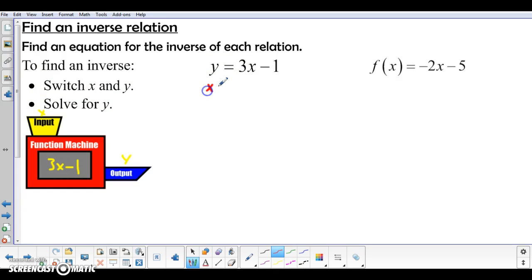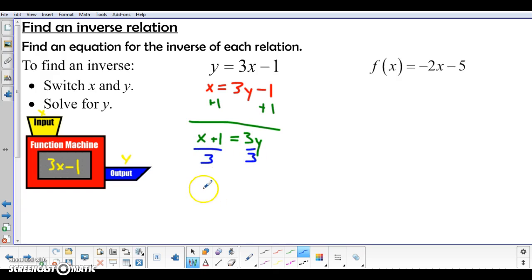So switch x and y. I switch the input and the output. And then I solve for y because I like to have y be the answer. I like to just use x for input no matter if I'm using the original or the inverse. So we solve for y, which means get y by itself. Add 1. x plus 1 is equal to 3 times y. And then to get y by itself, I divide by 3, both sides, both parts of that side. So when I'm all done, I'll rearrange it: y is equal to x plus 1 divided by 3. If you wanted to divide each of these by 3 separately, you could do that. I'll just leave it for now as one fraction expression.